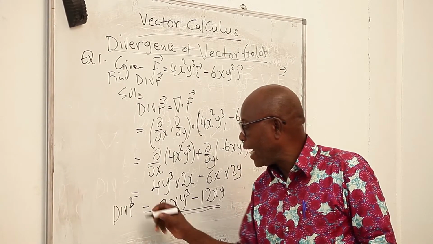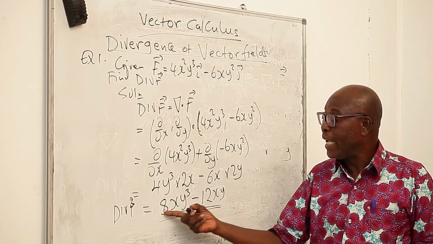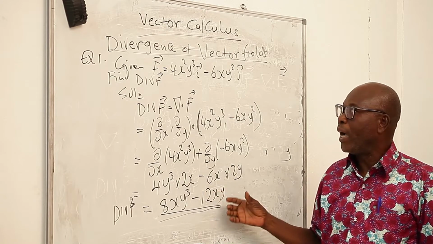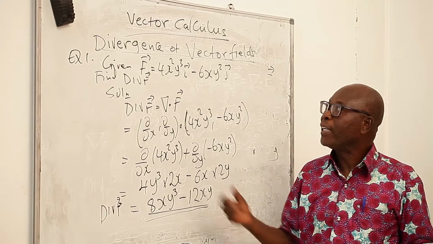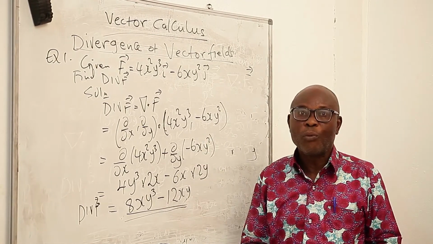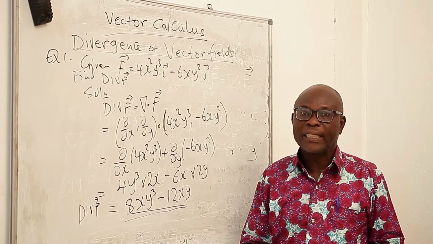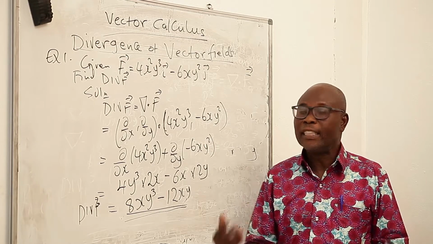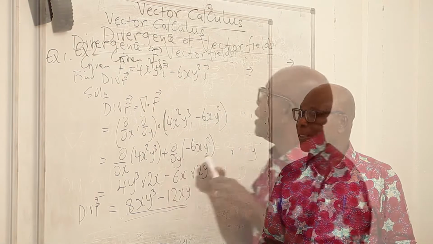And so for this kind of vector field, the divergence f is defined as 8xy cubed minus 12xy. And so that is the example of finding the divergence of a vector field when we are operating on the plane. Shortly, we are going to look at the second example where the vector field is in space, and we are going to find the divergence in space.